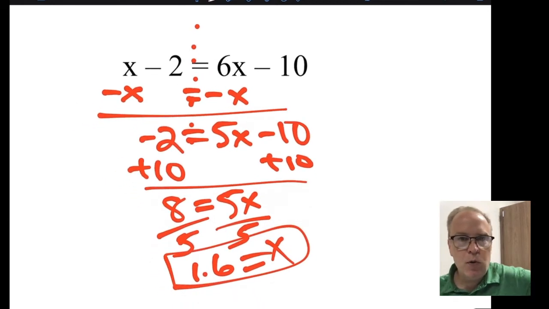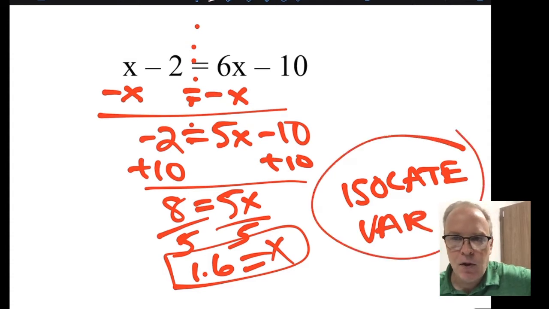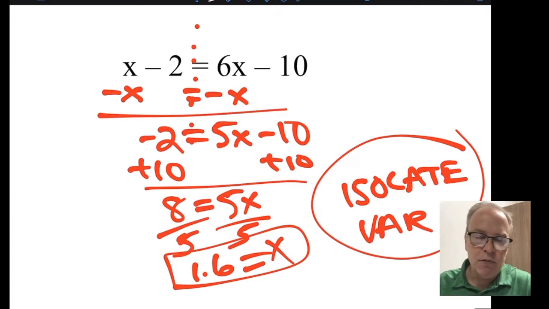Okay, so properties of equality, you can add, subtract, multiply, and divide numbers and or variables to both sides, because the goal here is to isolate the variable. Isolate means get it by itself. Hopefully you've never been isolated in a classroom because you're being bad, right? Gotten put by yourself. So we want to isolate the variable here.